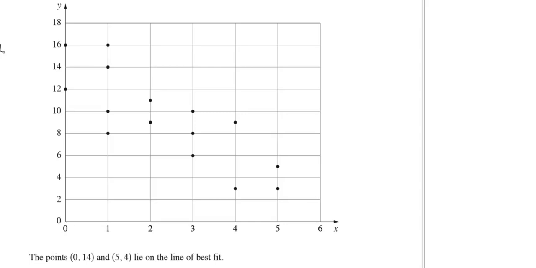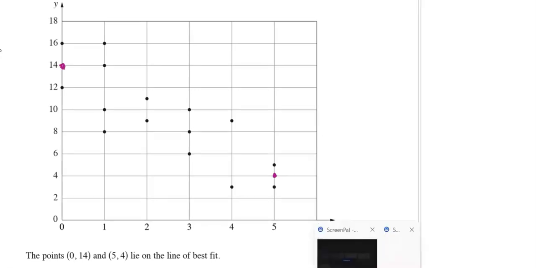Okay, so let's plot those points. 0, 14 is here. So when x is 0 and y is 14, and 5, 4 is over here. So when x is 5 and y is 4. Let's connect those using your ruler. Okay, so we're connecting that. We've got this line. All right, so let's now work out the equation of that line.